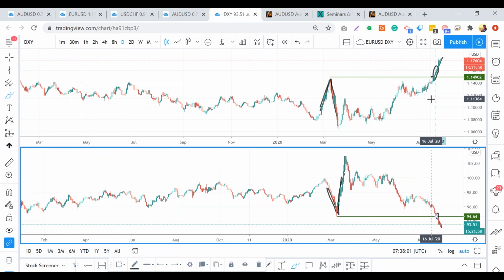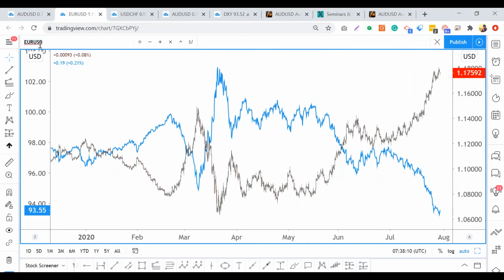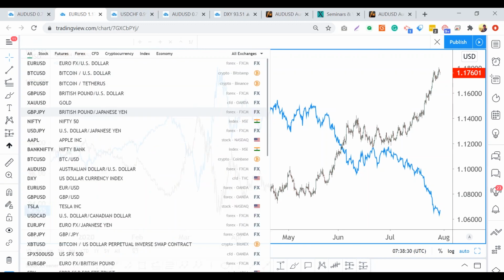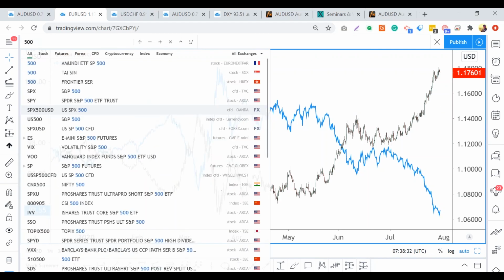Okay, and can correlations be used for indices too? Yes, correlations can be used for indices. Just off the top of my head, if we use the S&P 500, what it can be correlated with is probably the dollar index or the euro dollar. I'm not sure. We can figure out here. S&P 500.